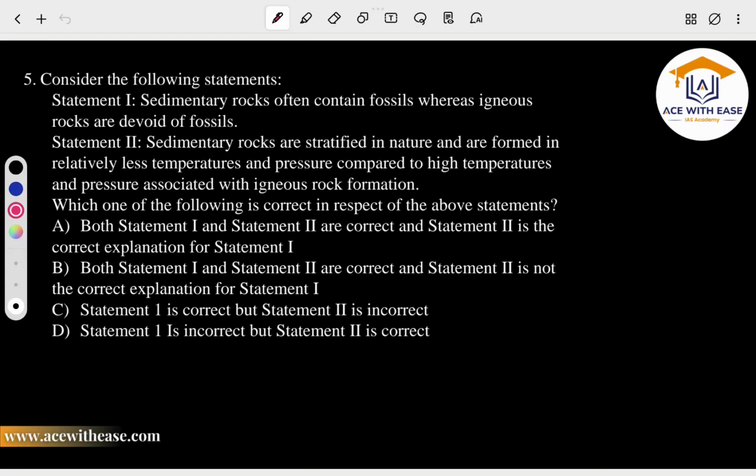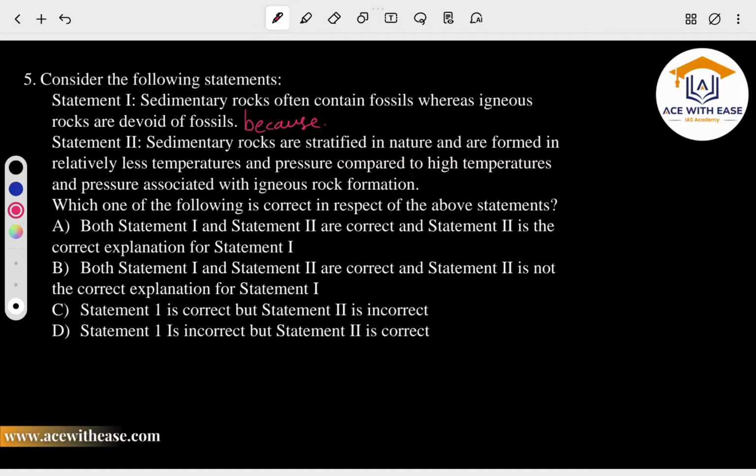Then we have the sedimentary rocks question, a statement based question. One simple suggestion regarding statement based questions is to start by reading the first statement and the second statement. When you want to compare and see whether it is explaining or not explaining, just try to add 'because'. Keep the word 'because' between them and see whether the second explains the first. First statement: sedimentary rocks often contain fossils, whereas igneous rocks are devoid of fossils.